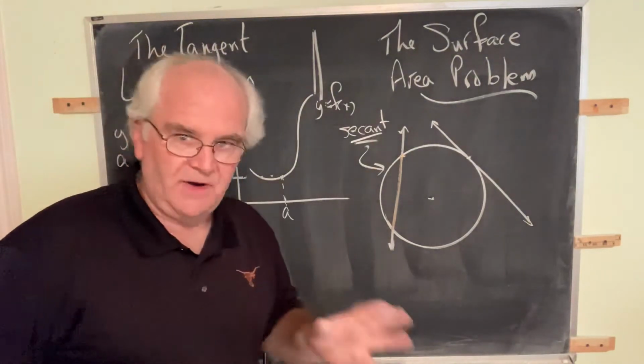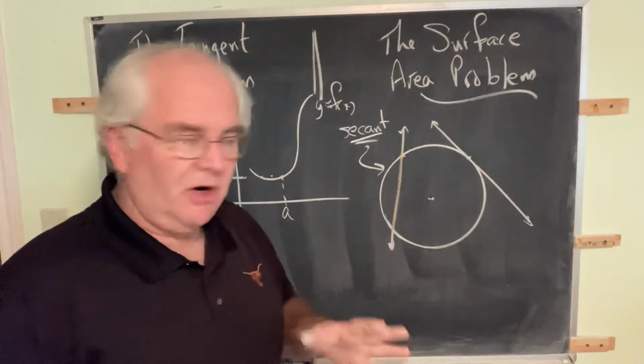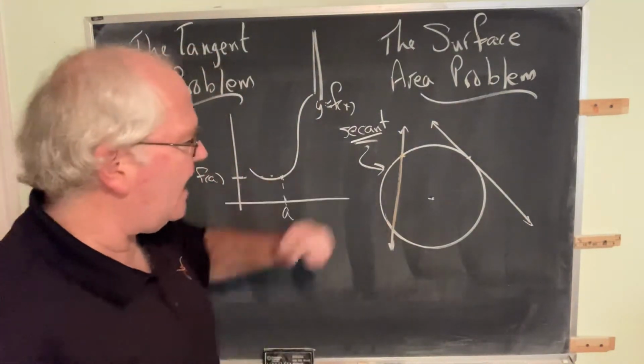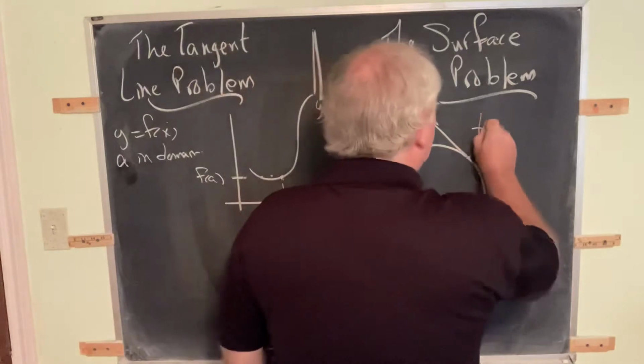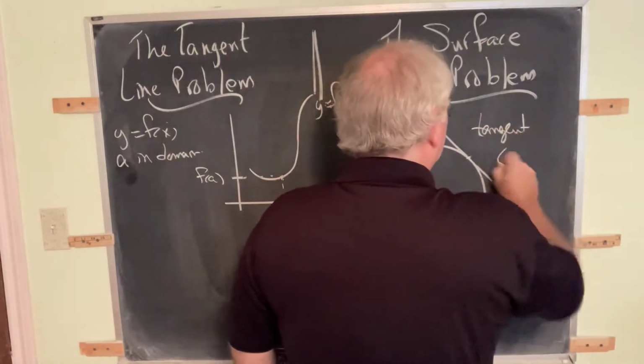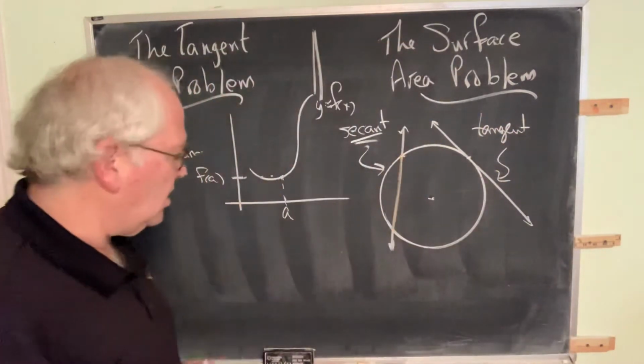If you've had Professor Bratz in class, he says secant. And a really dear friend of mine, Ms. Murray, she used to say secant. This is the secant line. And then we have the tangent line. All right?